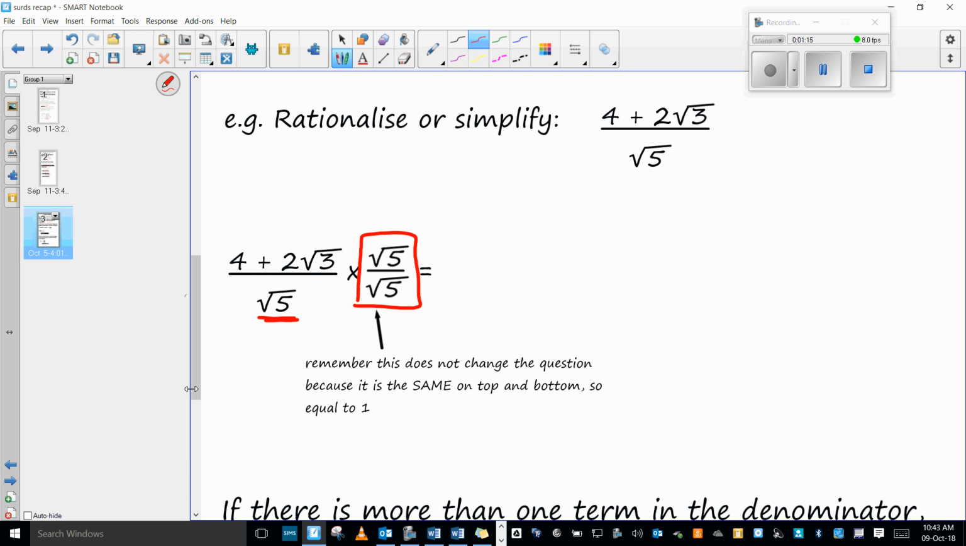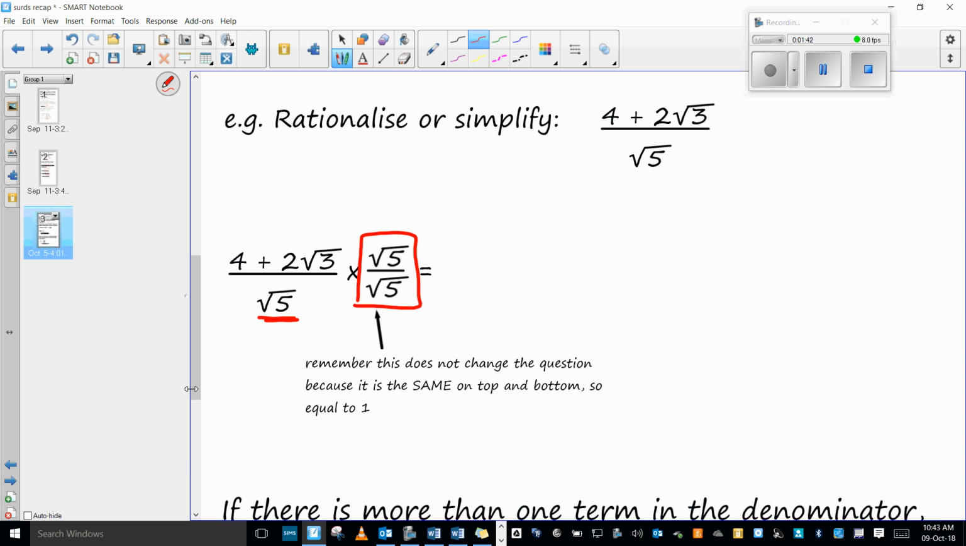But remember, we cannot do something to a question unless we do the same to top and bottom, or to both sides. If we're multiplying this whole thing by root 5 over root 5, we're actually just multiplying it by 1, aren't we? Because this is the same top and bottom. So that means that we're not changing the question at all, we're just multiplying by 1. You all happy with that?